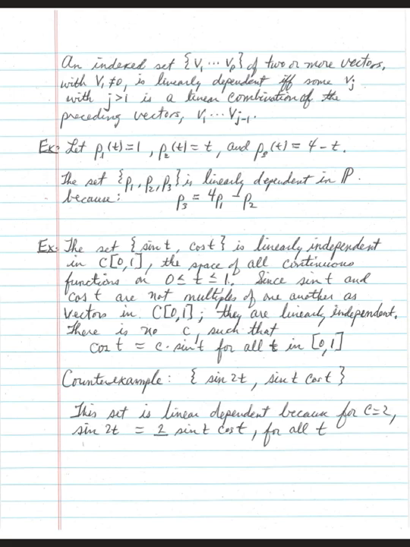Now, a counterexample to that would be, say you had sine of 2t and sine t cosine t. If you think back to trig, sine of 2t is an identity for a double angle, where you have 2 times sine t cosine t. So this would be a case of linearly dependent, because one of them can be written as a scalar multiple of the other.